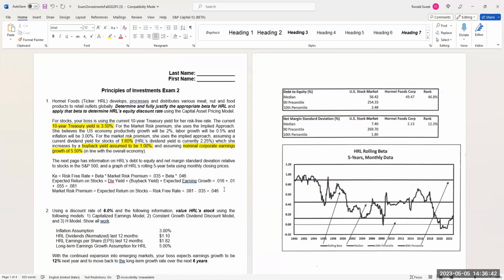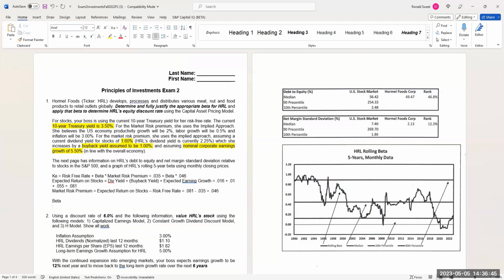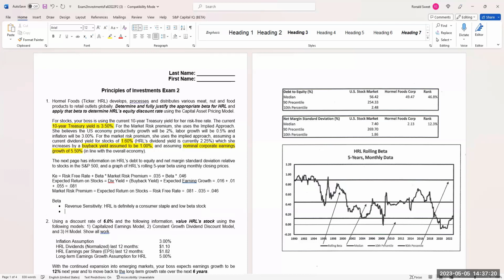Remember on beta is that 4-step process. So step 1 is your revenue sensitivity. And we can be pretty sure that Carmel is definitely a consumer staple and low beta stock. This is consumer staple, right? They sell food. It's food, processed meats, cheap, inexpensive food. People are going to buy this no matter how the economy is going. So consumer staple, so low beta stock.